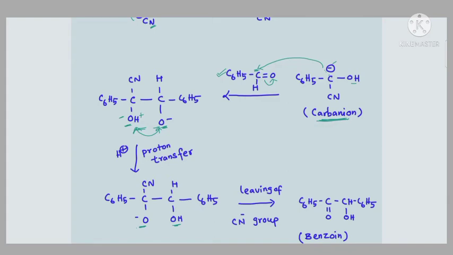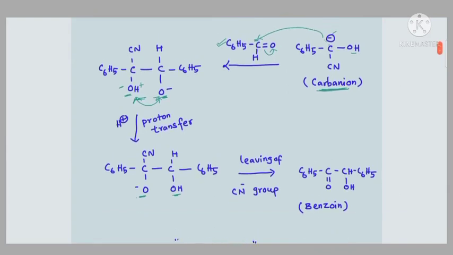Then finally, from this compound the CN group will be leaving as CN minus ion. Actually that takes place this way. These electrons move between carbon and oxygen, and by that time the CN goes out as CN minus ion, taking this bond pair. Now you get a new double bond, C double bond O. This new bond is formed over here. So CN goes out as CN minus ion; that is what you call a leaving group.